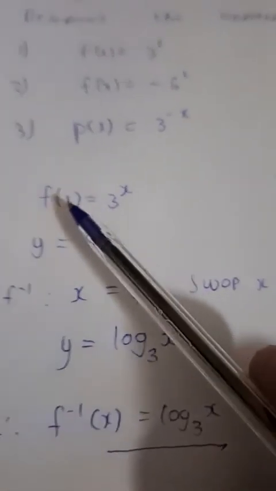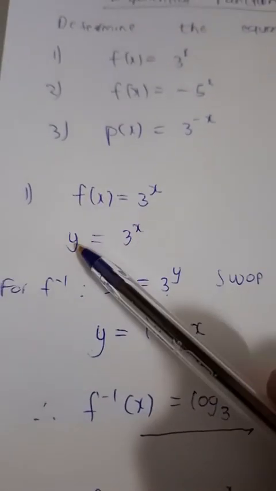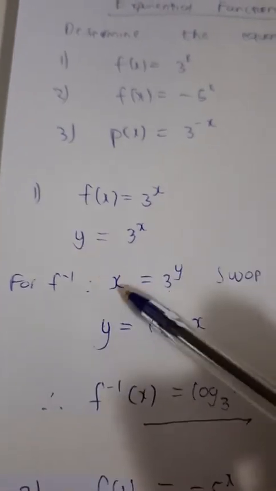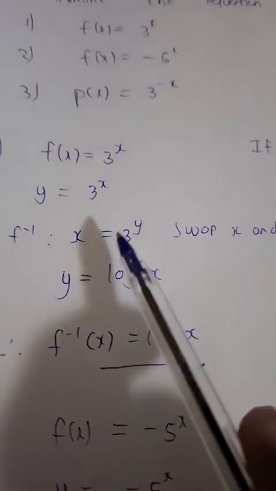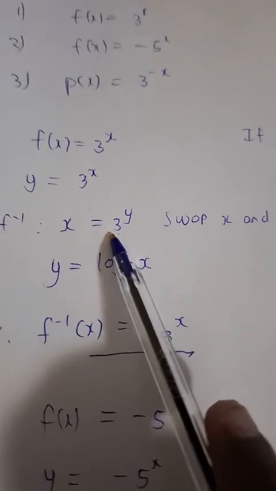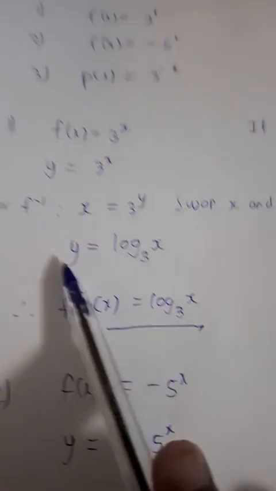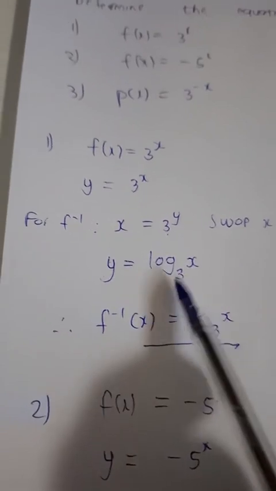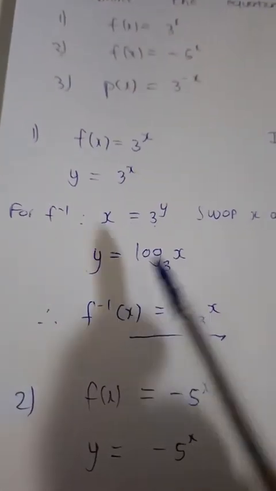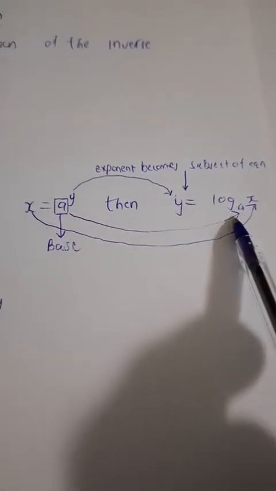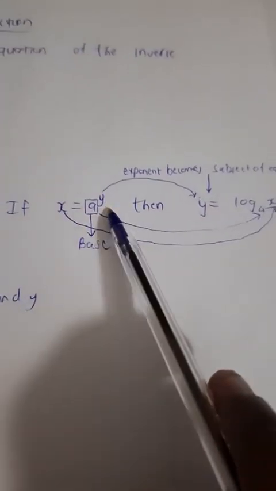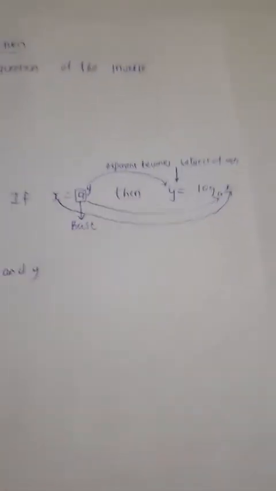Now for an exponential function, we are saying the same thing. We write f of x is equal to 3 to the power x. We write it in terms of y and x. Then we swap x and y. Then we remember that the inverse of the exponential function is a log function. So we utilize what we've learned about this particular way of expressing exponential into log form, which is very important.